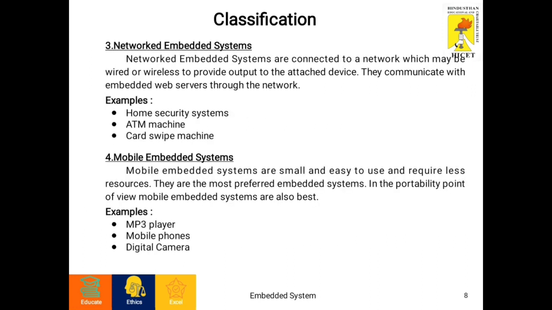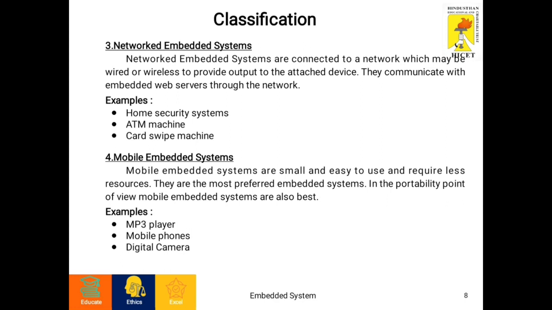The third one is networked embedded systems. Networked embedded systems are a collection of processing nodes which are spatially distributed and have varied functionality. They are interconnected by means of wired or wireless media and associated communication protocols. A few examples of networked embedded systems are home security systems, ATM machine, and card swipe machine.